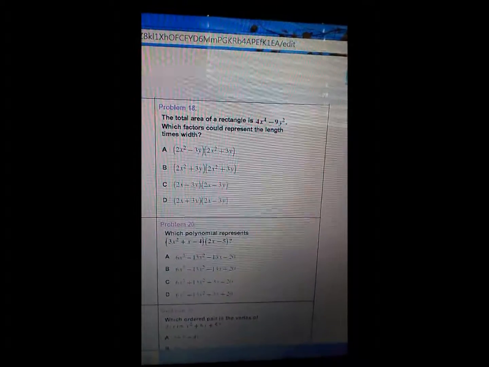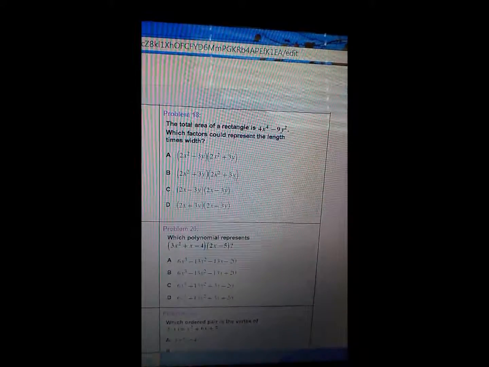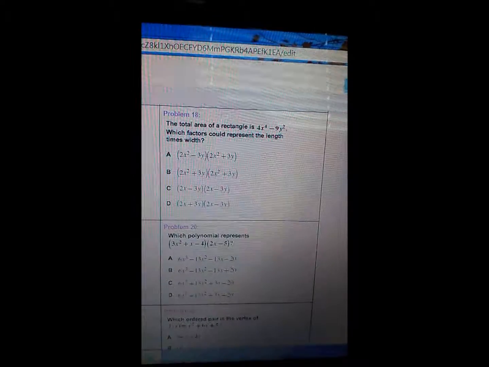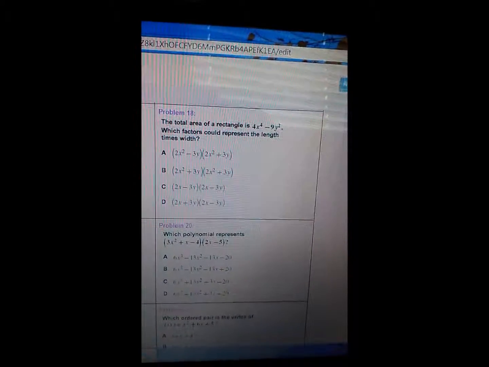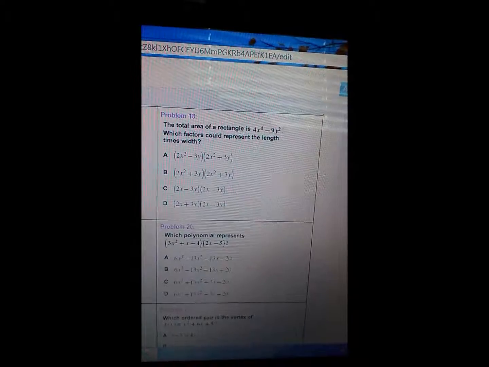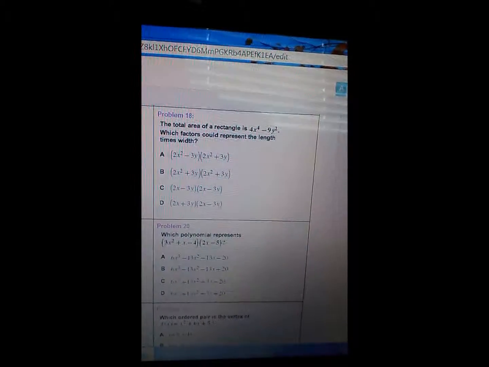Okay, so for number 18, it says the total area of a rectangle is 4x to the 4th minus 9y squared. Which factors could represent the length times width? So your choices are A, 2x squared minus 3y and 2x squared plus 3y, or B, 2x squared plus 3y and 2x squared plus 3y, or C, 2x minus 3y and 2x minus 3y, and finally, D, 2x plus 3y and 2x minus 3y.